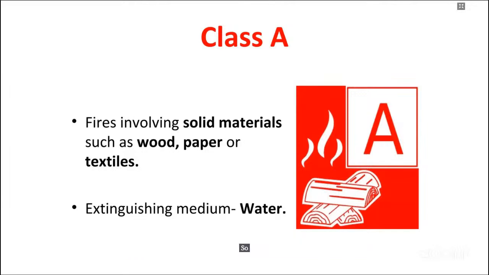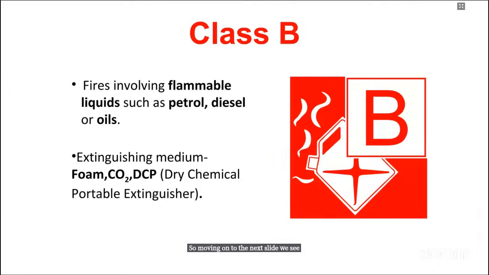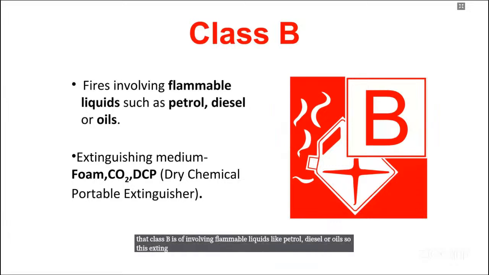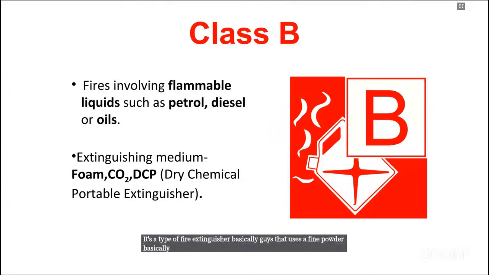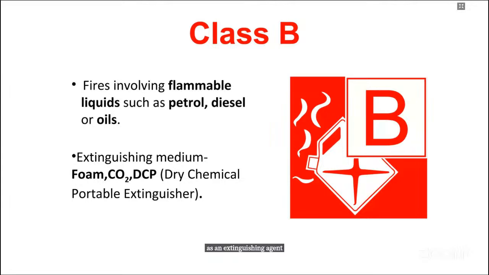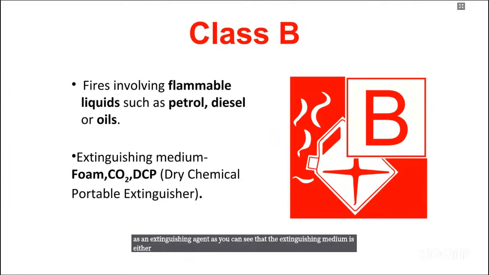So moving on to the next slide, we see that class B involves flammable liquids like petrol, diesel, or oils. So the extinguishing medium says CO2, DCP, dry chemical portable extinguisher. So when you see this dry portable extinguisher, what do you understand by this? It's a type of fire extinguisher basically, guys, that uses a fine powder as an extinguishing agent. As you can see, the extinguishing medium is either carbon dioxide or DCP, dry chemical portable extinguisher.